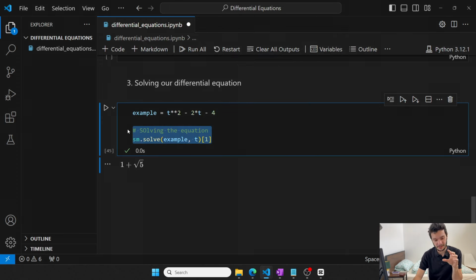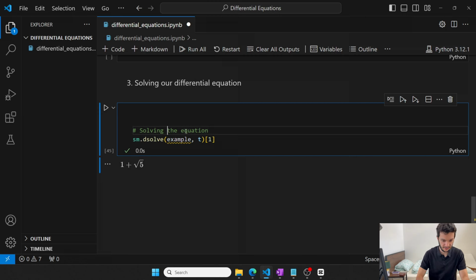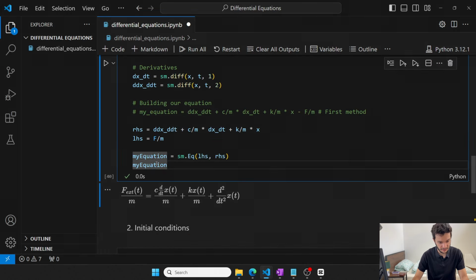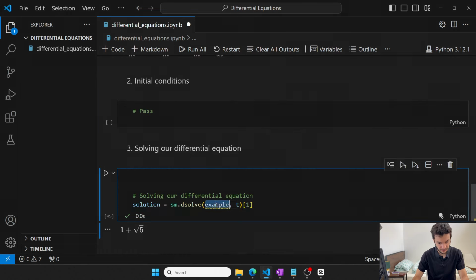To solve differential equations, it is somewhat the same way. Instead of specifying here sm.solve, you specify sm.dsolve, meaning that you want to solve differential equations. Okay, so let me remove this example here. Let's say solving our differential equation. We can extract this as our solution. So I do solution is equal to sm.dsolve. I specify my equation, so this one. Let me run this, okay.